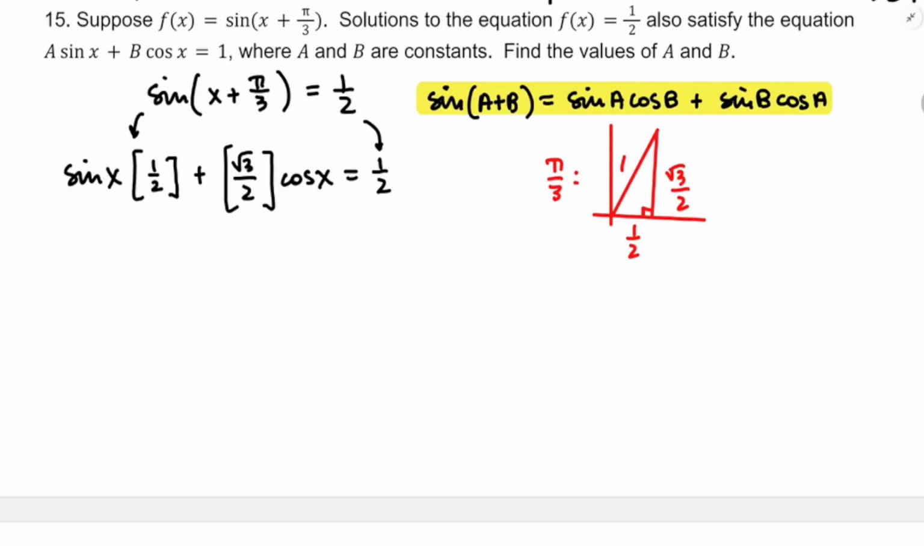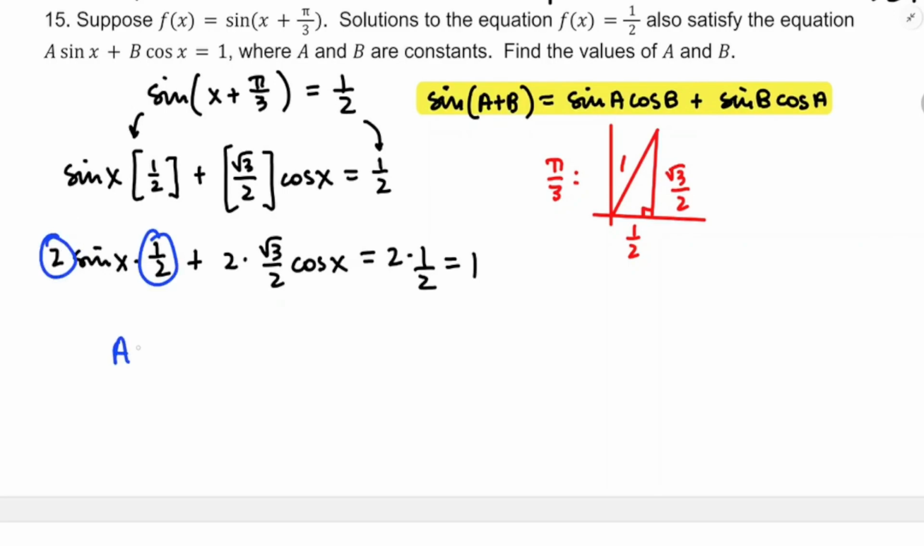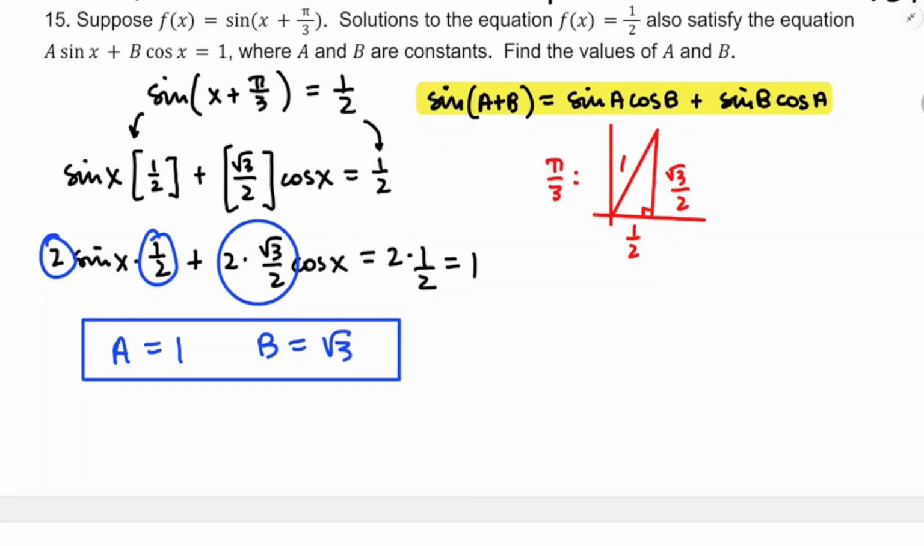But they're interested in where this equals 1, so I'm going to multiply both sides of the equation by 2. And then I'll have 2 sine x times 1/2 plus 2 times root 3 over 2 cosine x. That's equaling 2 times 1/2, which is going to equal 1, like it's supposed to. So a is going to be 2 times 1/2, a equals 1. B is going to be 2 times root 3 over 2, so b will equal the square root of 3, and these will be the values of a and b that make the equation true.